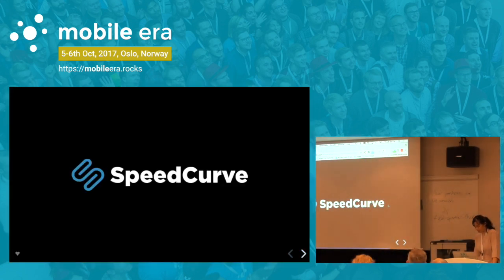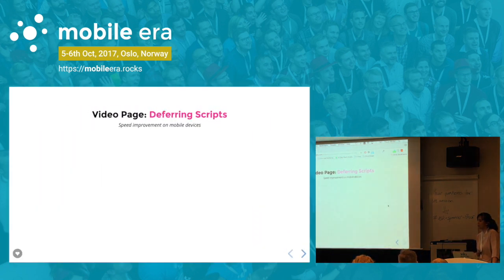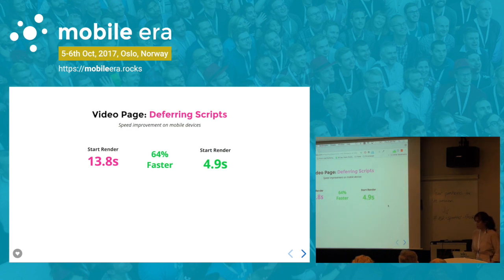So after we did some of these performance improvements, we used a tool called SpeedCurve to monitor the performance of our site on different devices and different networks. We were pretty surprised by the speed improvements. For example, on our video page, after deferring the scripts, we noticed it was 64% faster: before it was about 13.8 seconds, now it's about 4.9 seconds.